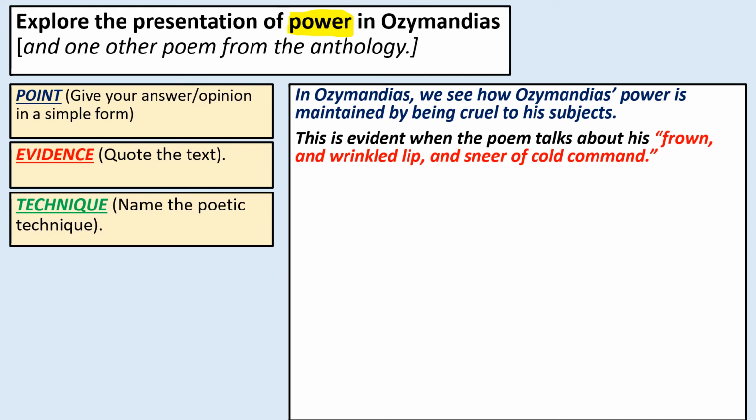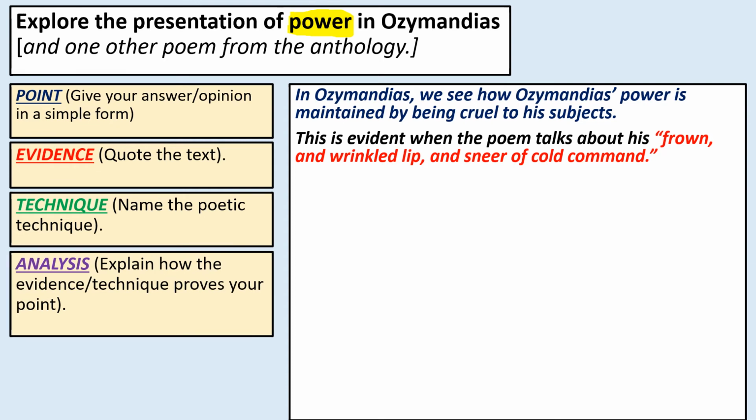Now, we can't really write a sentence about a technique by itself without really going into the A, which is analysis. The analysis is the most important part of this paragraph, and it's the most important part of the vast majority of any questions in a GCSE English exam. Analysing just means looking at that quotation and proving how it supports our argument. So how does that frown and wrinkled lip and sneer of cold command show that he maintains his power by being cruel?